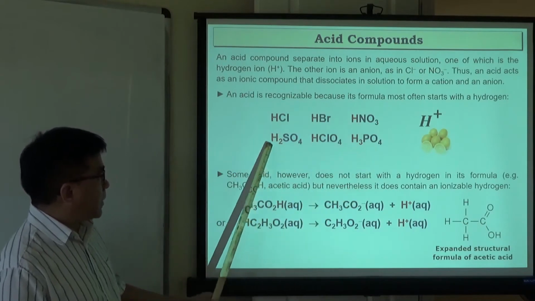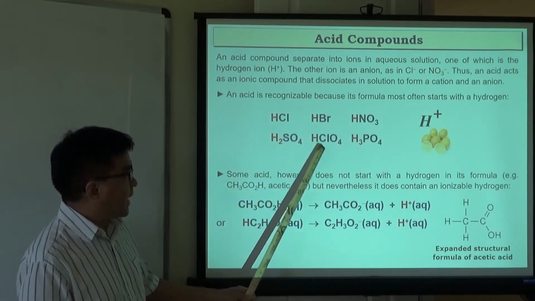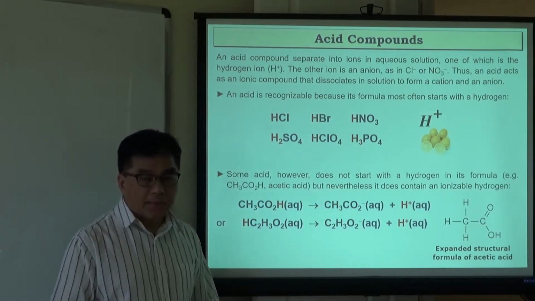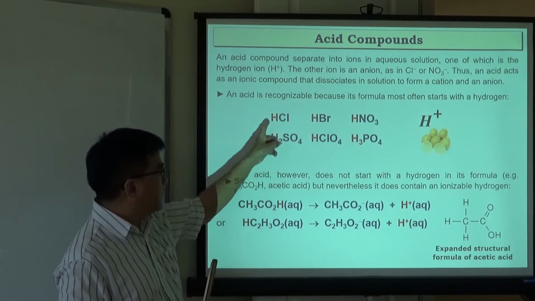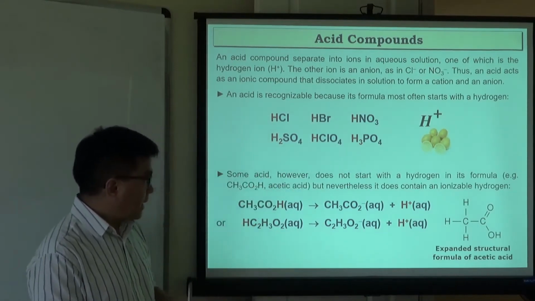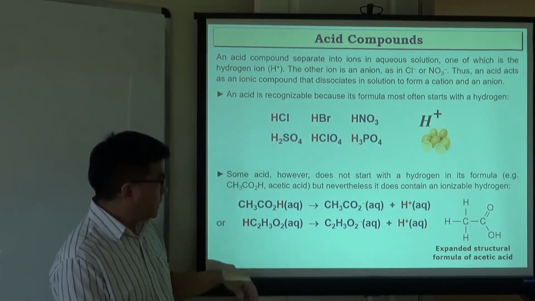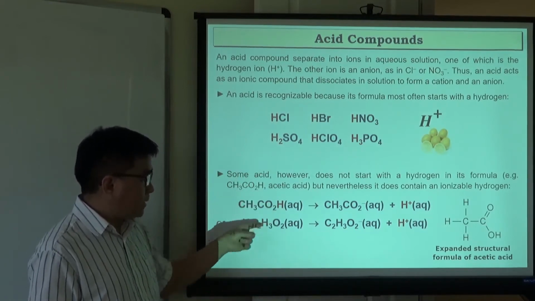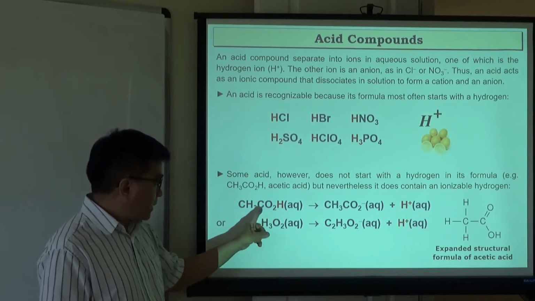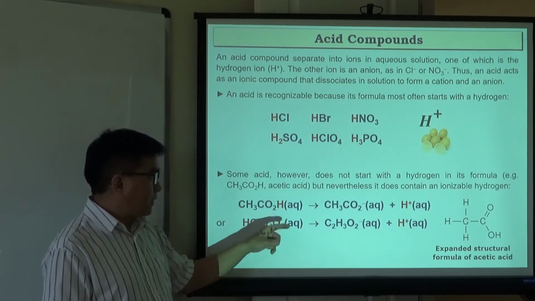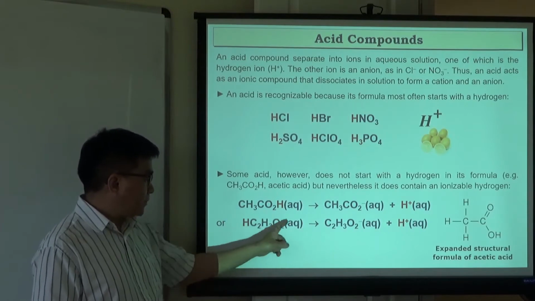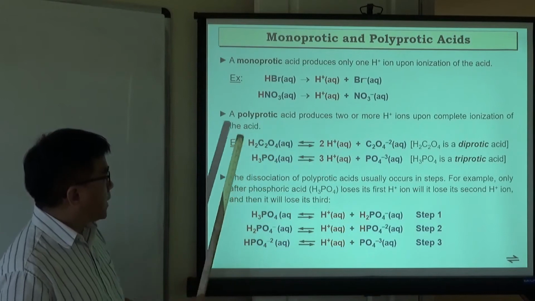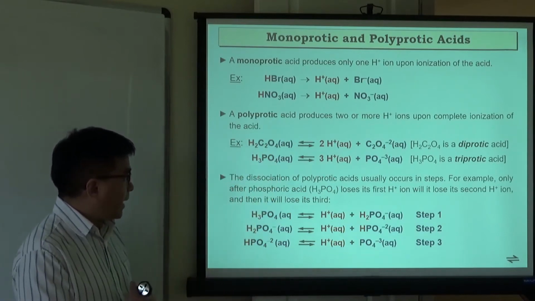You can recognize an acid because usually the formula has hydrogen ions, the acidic proton, because an acid produces hydrogen ions. So you can see that all of these have hydrogen at the beginning of the formula. There's one exception, which is acetic acid. In the old way of writing it, the acidic proton is this one right here, but nowadays it's written in this formula here. And there's monoprotic and polyprotic acid.